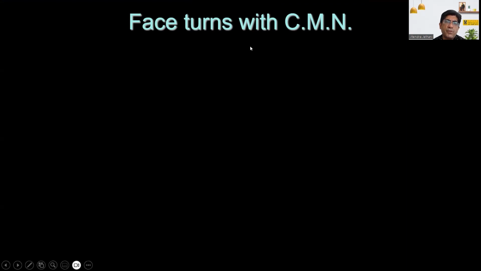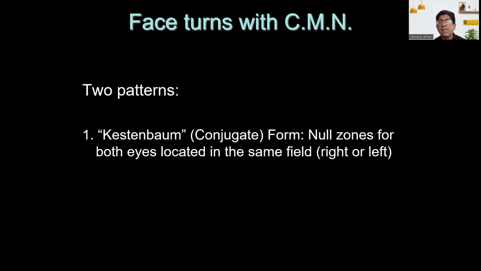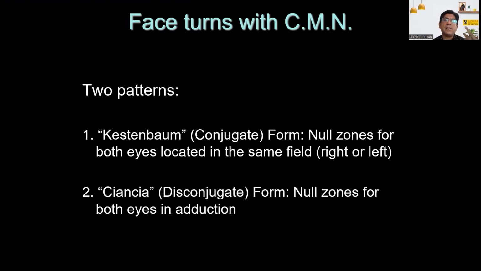And then we move on to the patterns, how to manage congenital motor nystagmus. So there is the Kestenbaum form, which is the conjugate form, which means that both eyes move towards the same point, either right or left. So the null zone is on the right or on the left in the same field. And then there is a disconjugate form, which is also known as the CNCF form, where the null zones are located in adduction and both eyes are moving towards each other. The surgical management would be to weaken both medial recti, and if it is very large, you can go ahead and do a Faden surgery also.